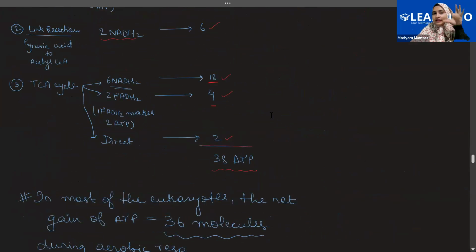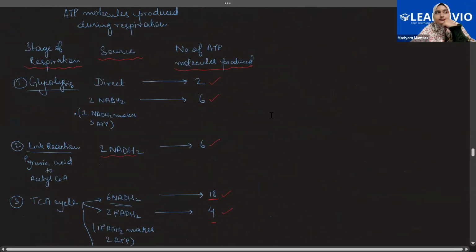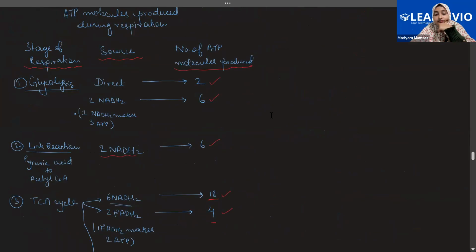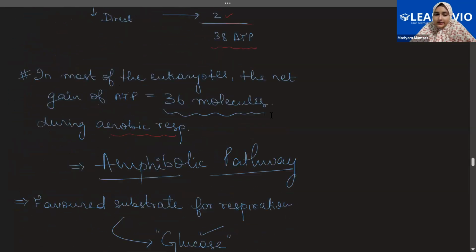Clear, students? This is clear? Yes, ma'am. This is basically whatever we have studied up until now, wherever ATP molecules are synthesized or formed, we are just noting it down.